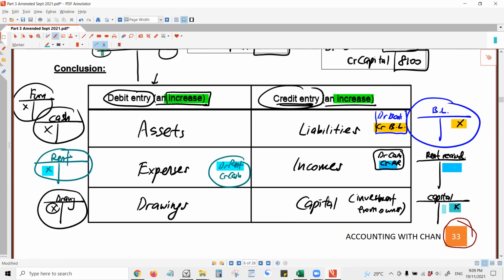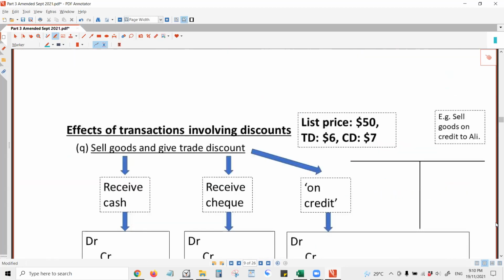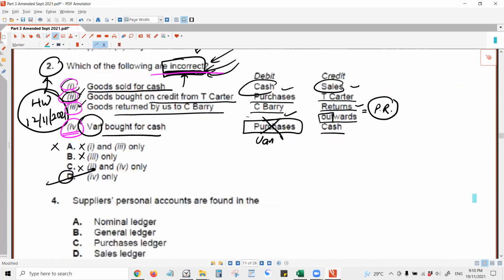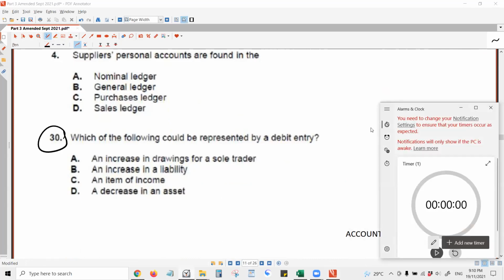Now let me show you some questions. You make use of this table to answer. It's a very easy one. But you have to know how to make use of this table. Go to page number 38. Then you try question 30. Then you tell me your choice. This question is easy, so only 30 seconds are needed. Okay, begin. Choose an answer and tell me. Okay, I wait for two more answers.